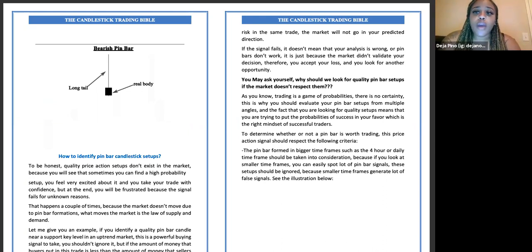All right. So to determine whether or not a pin bar is worth trading, this price action signal should respect the following criteria. Okay. The pin bar formed in a bigger time frame, such as a 4 hour or the daily, should be taken into consideration, because if you look at smaller time frames, you can easily spot a lot of pin bar signals. These setups should be ignored because smaller time frames generate a lot of false signals. Okay. Smaller time frames generate a lot of false signals.